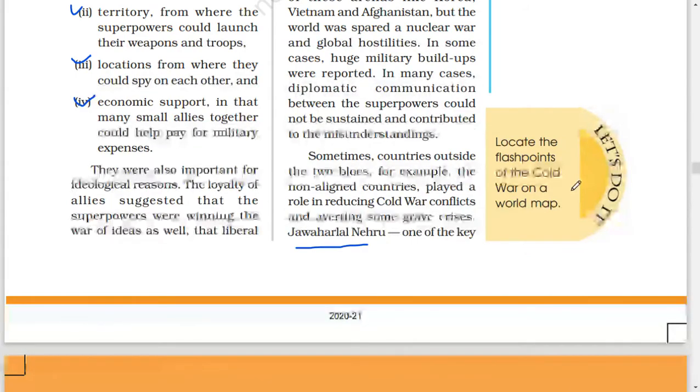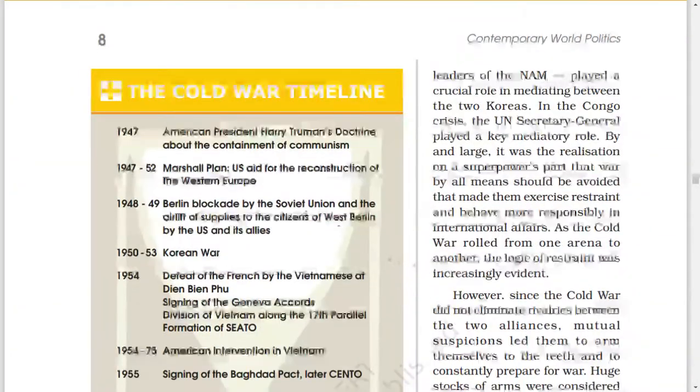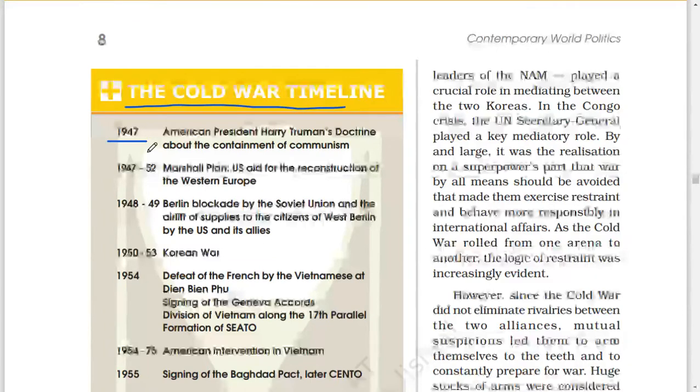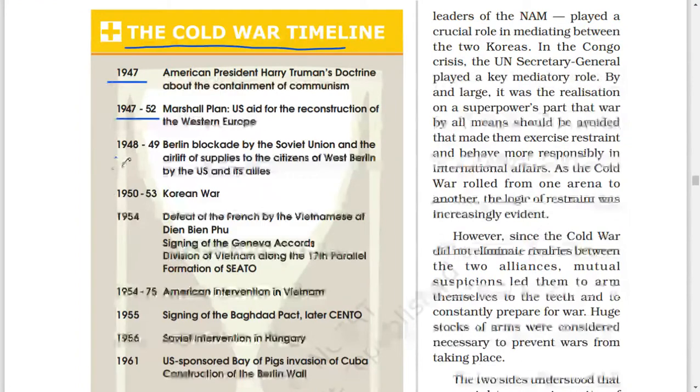Let's do it. The Cold War timeline. 1947: American President Harry Truman's doctrine about the containment of communism. 1947 to 52: Marshall Plan, US aid for the reconstruction of Western Europe. 1948 to 49: Berlin blockaded by the Soviet Union and the airlift of supplies to the citizens of West Berlin by the US and its allies. 1950 to 53: Korean War.